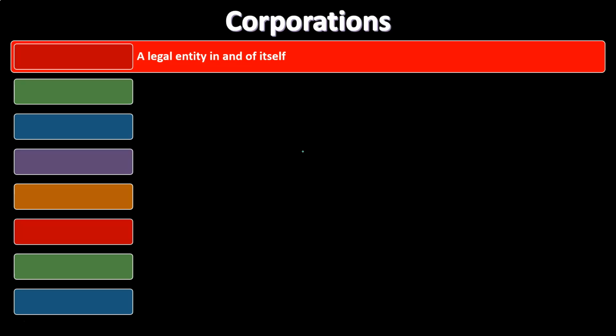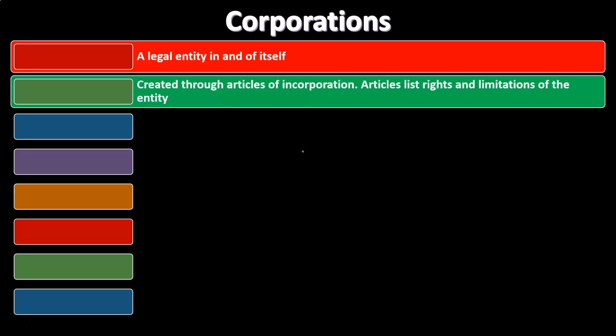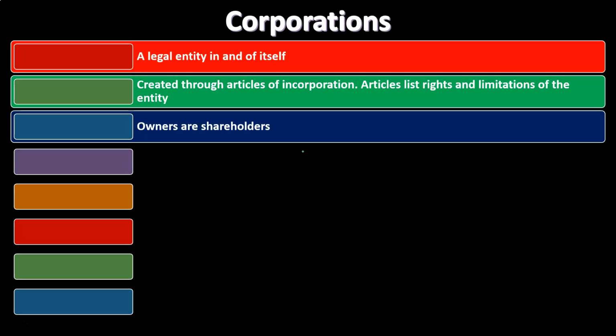The major innovation with a corporation is that it's going to be a separate legal entity. In other words, it's an entity in and of itself. In essence, you're giving the corporation, this thing that was created with paper and pencil, this article, rights similar to what humans would have, including owning property and having some longevity. In other words, the corporation can live beyond any particular owner, unlike a partnership or a sole proprietor. It's created through the Articles of Incorporation. Articles list the rights and limitations of the entity. The owners are the shareholders.